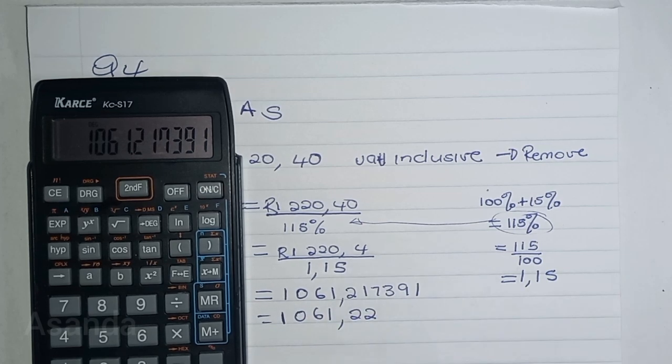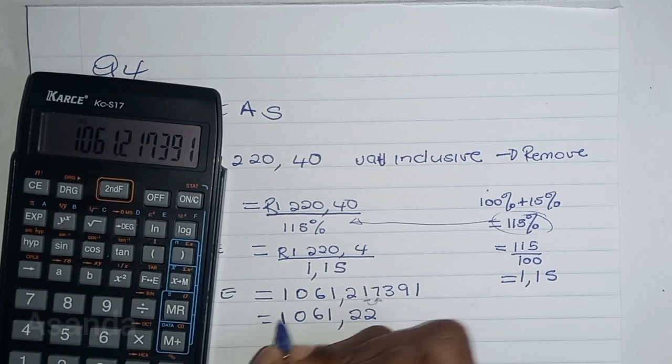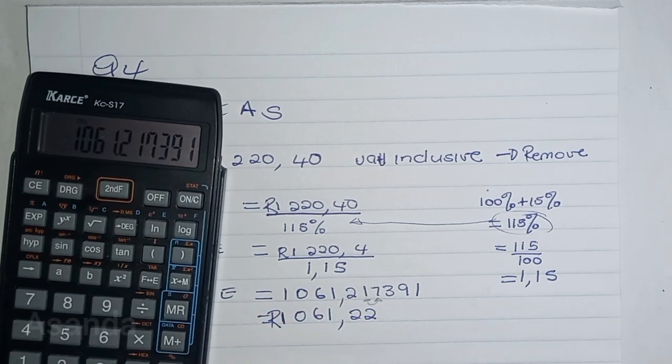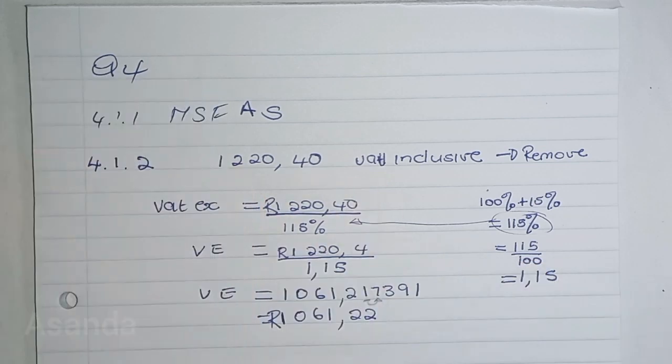1,061.22. 2 decimal. Let's check out where's 2 decimal. 1 decimal, 2 decimal, there's 2 decimal, and the neighbor says 1 must increase, and therefore we have the amount there for administration fee that does not have VAT. Now, this was not the question. The question was calculate the VAT. So now I'm going to calculate the VAT for them.